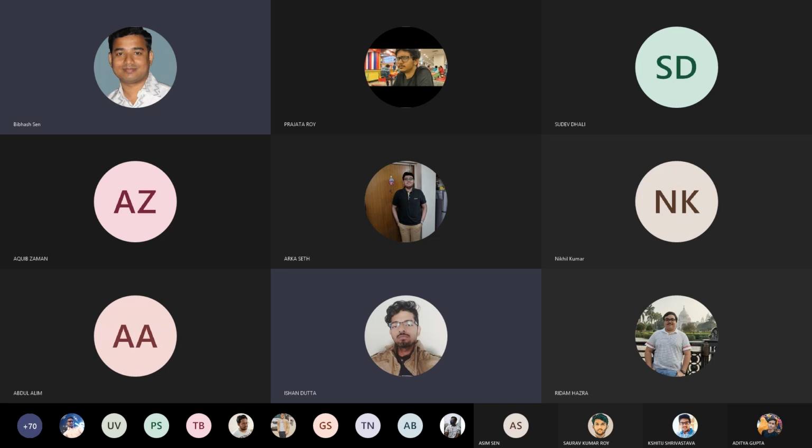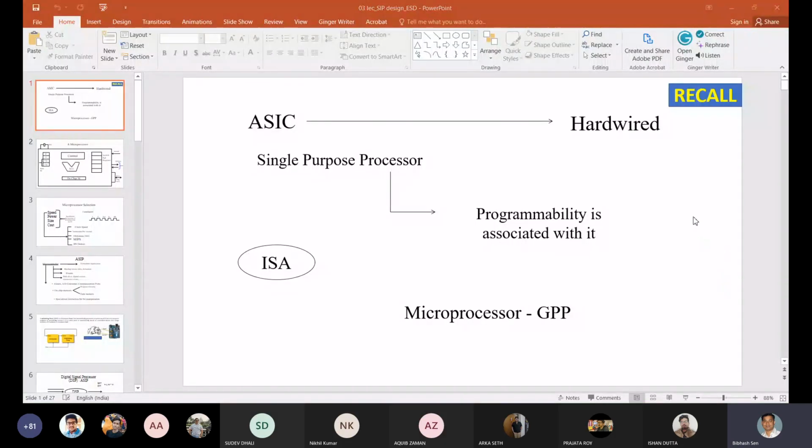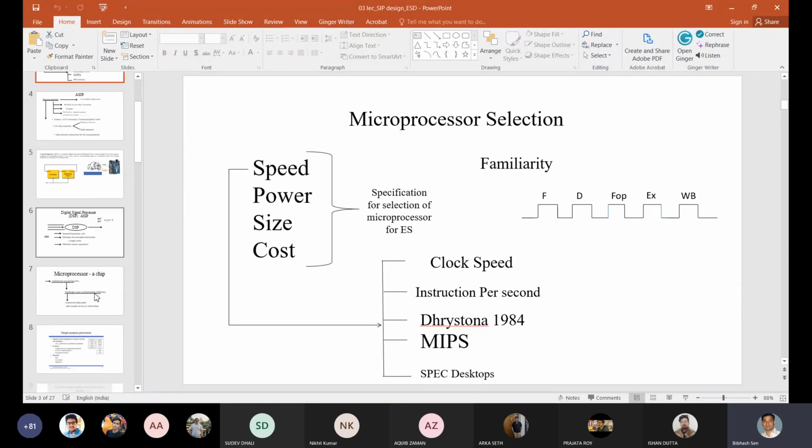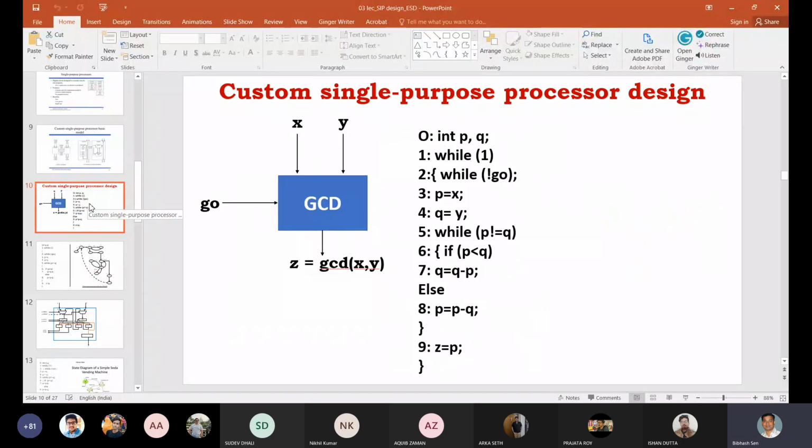Okay. I am just telling that this is the one concept I told here. Now, suppose I have to make a single purpose processor, which I have already mentioned to you. Now what I am telling, a custom single purpose processor, is a processor we are making which will perform GCD of two numbers. Is it clear? GCD of two numbers. First the algorithm. If the algorithm is not clear, then tell me.